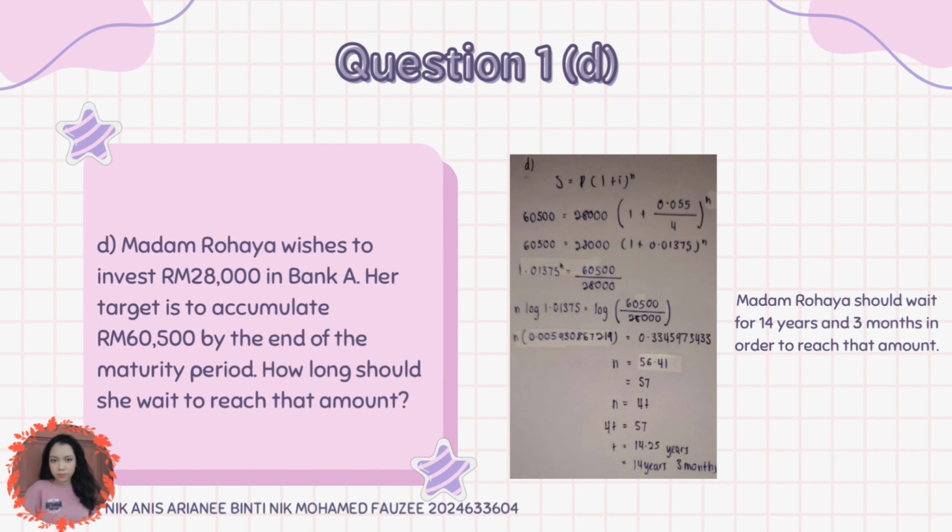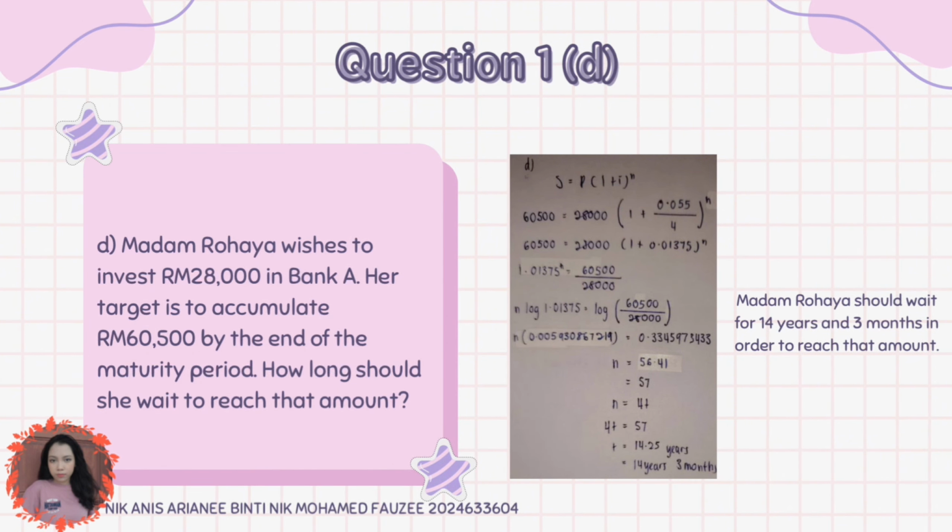Question 1D. Madam Rohaya wished to invest 28,000 ringgit Malaysia in Bank A. Her target is to accumulate 60,500 ringgit Malaysia by the end of the maturity period. How long should she wait to reach the amount?